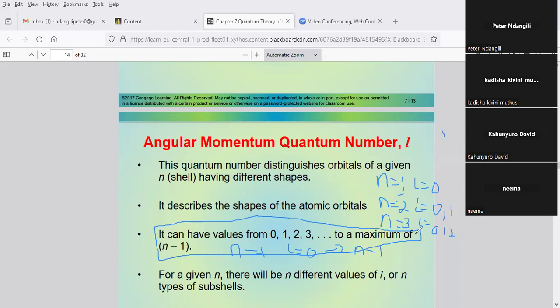Yes, so when we get the value of n, we have to subtract 1 in order to get the value of L, so that you can get the maximum value of L. They will run from 0 all the way to n minus 1. The last value of L will be n minus 1. Any other question? Okay, so we move on.